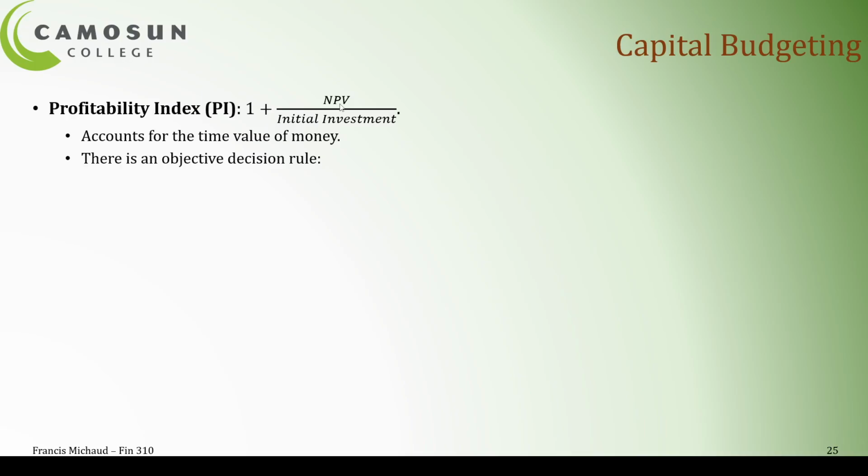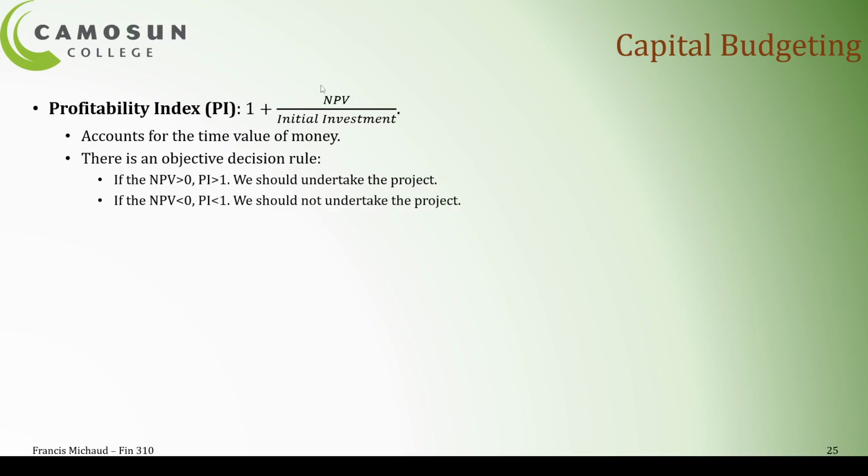If the NPV is positive, bigger than 0, then the second term here will be positive. So we will have 1 plus some positive number. So whenever the NPV is bigger than 0, the PI is also bigger than 1, which implies that we should undertake the project. If this part here was negative, then the second term would be a negative number, so it would be 1 minus something, and so we would have a PI that is smaller than 1. So whenever the NPV is smaller than 0, the PI is smaller than 1, and we should not undertake this project.